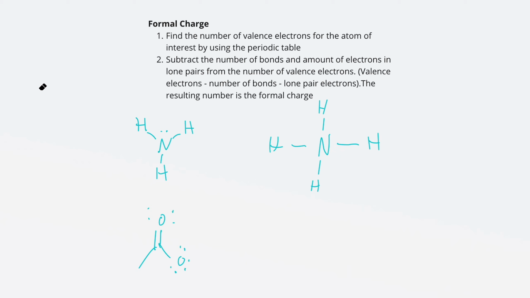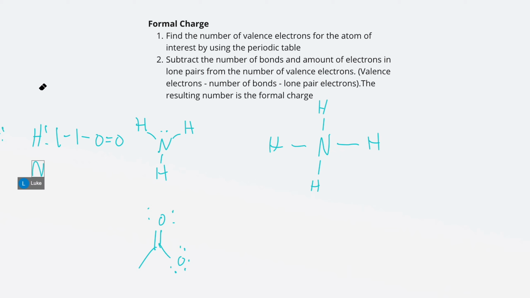First, the number of valence electrons for hydrogen is just 1. So we have 1 valence electron for hydrogen. Now we subtract the number of bonds that the hydrogen has, which is 1 minus 1. And then we subtract the number of electrons that are in the lone pairs on the hydrogen. None of the hydrogens have a lone pair, so we have 0 for that one. So 1 minus 1 minus 0 gives us a total of 0. So there are no formal charges on those hydrogens.